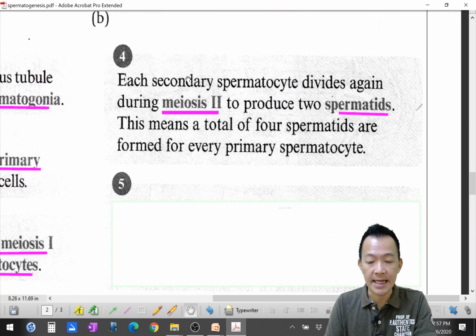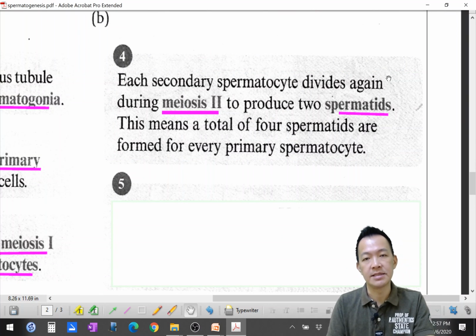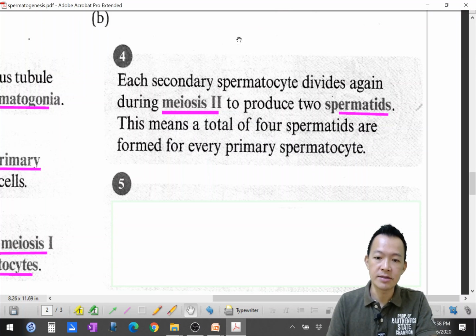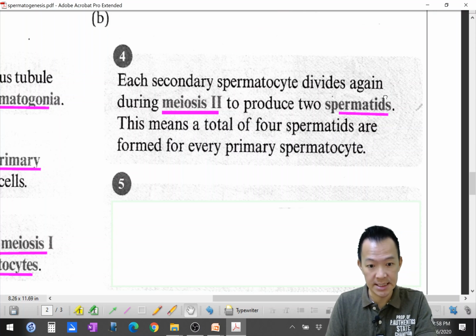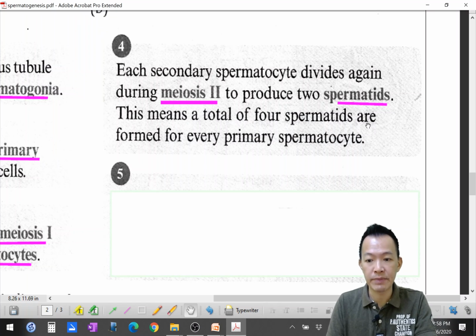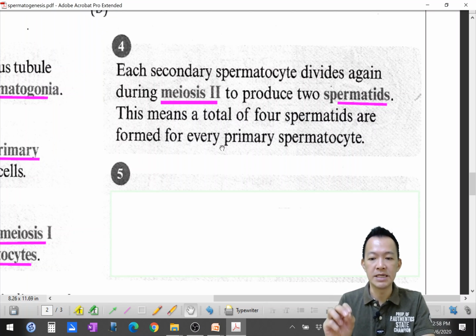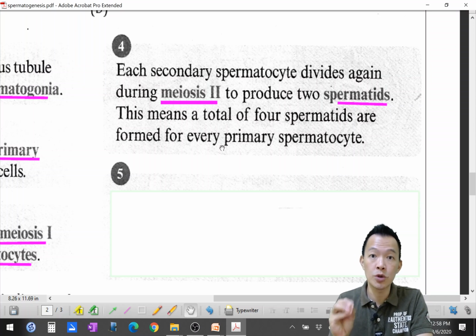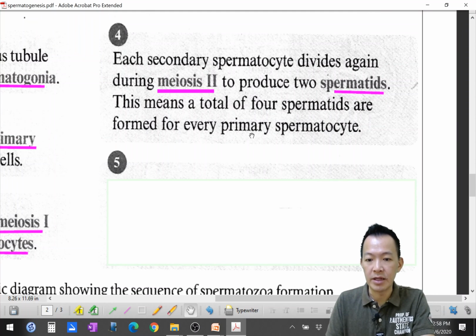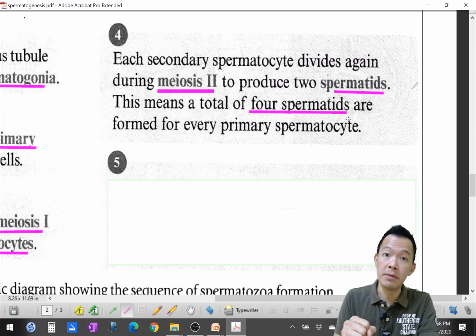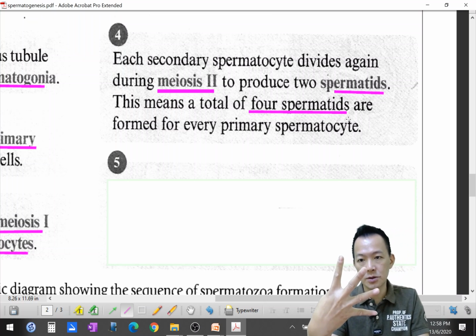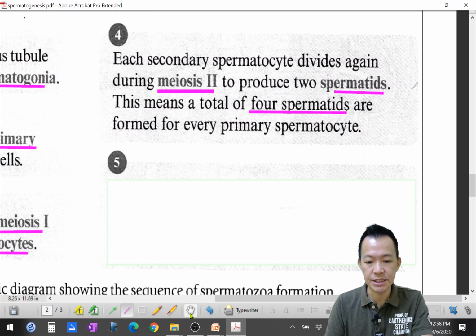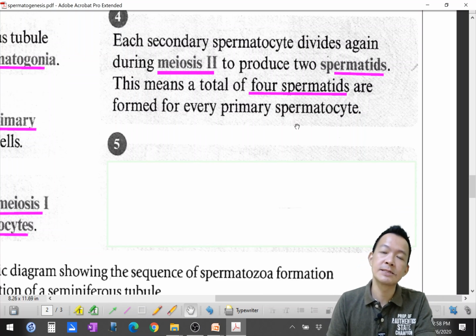Next, each secondary spermatocyte divides again during meiosis 2 to produce 2 spermatids. This means a total of 4 spermatids are formed for every primary spermatocyte. They divide again, complete meiosis 2, and finally produce 2 spermatids, another 2 spermatids, so totally 4 spermatids. After meiosis 2, the primary spermatocyte has become 4 spermatids.